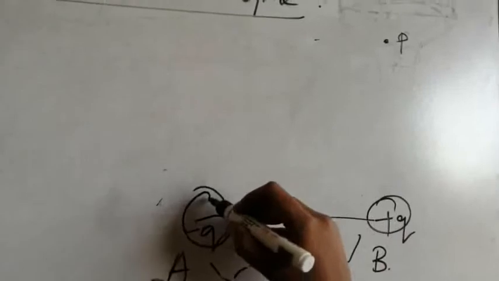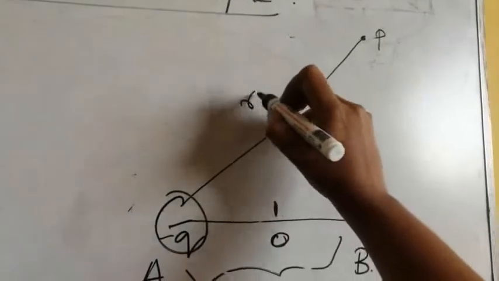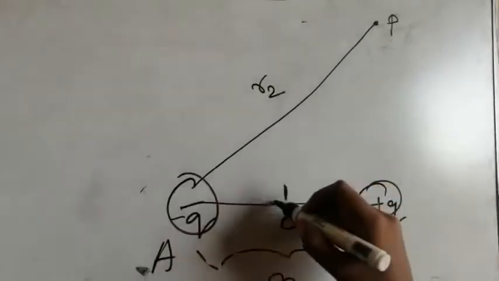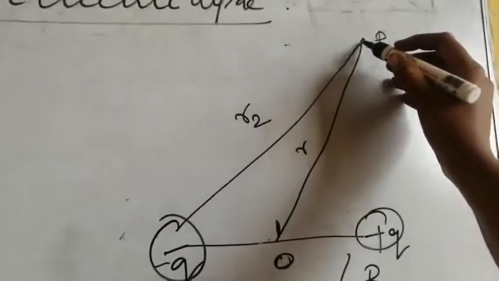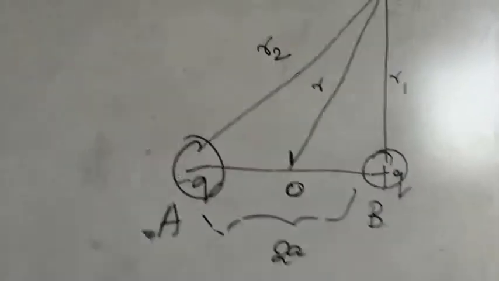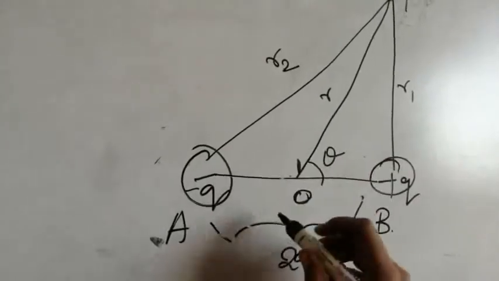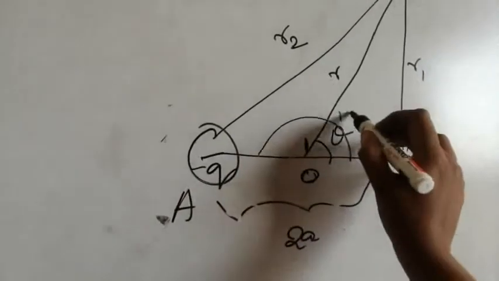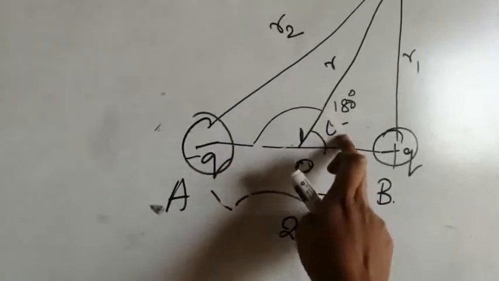So let me take the distance between minus Q and P as R2, and the distance from the origin to P is R, and from P to B, the plus Q, it is R1. The angle between the origin and this axial line is theta. And we know that this whole angle is 180 for a straight line, then in the whole 180, this part is theta, I know.